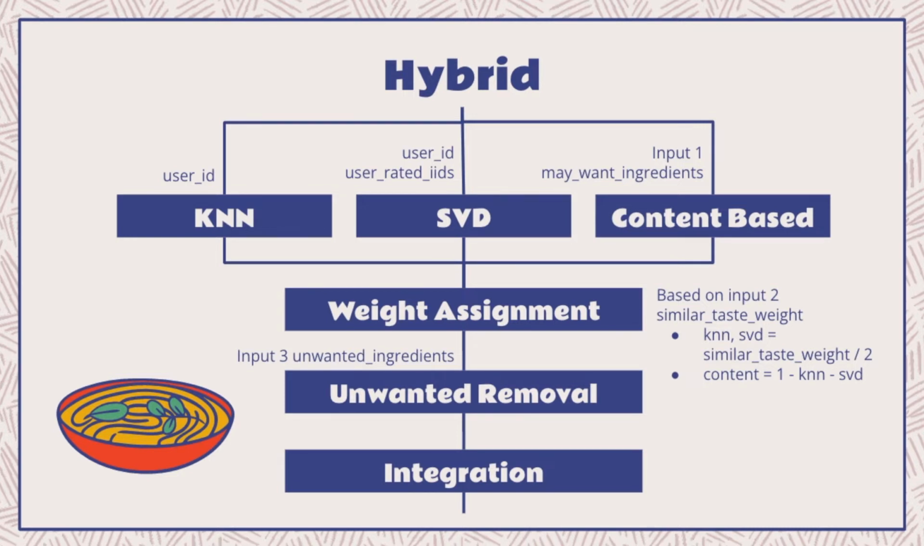Based on the input 2, we can calculate the weight we're going to give for the three models. And the next step is we will remove some unwanted ingredients, essentially the recipes that contain the ingredients that the user does not want. In the integration part, we're going to combine the three lists into one final list with the weight we calculated in the previous step, and you will see that if the model has a higher weight, it's going to display more elements in the final list, and also the position is going to be more on the top.